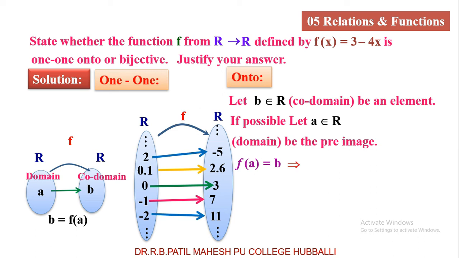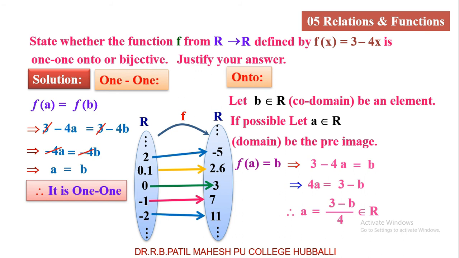f of a, which is 3 minus 4a, is equal to b, and 4a equal to 3 minus b. If you solve it, a equal to (3 minus b) by 4. Definitely (3 minus b) by 4, the denominator is not 0. 4 is a non-zero number. Definitely it belongs to R, that is nothing but the domain. Hence it is an onto function. No doubt at all.